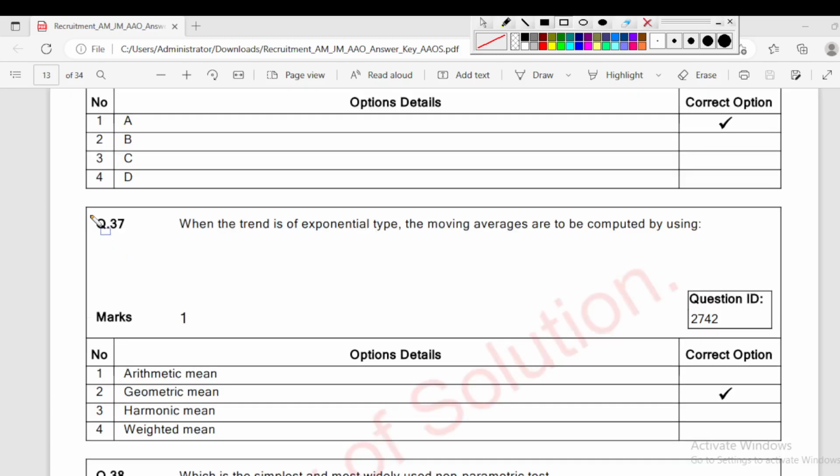Question number 37. When the trend is of exponential type, the moving averages are to be computed by using option 1 arithmetic mean, option 2 geometric mean, option 3 harmonic mean, and option 4 weighted mean. Option 2 is correct, geometric mean.